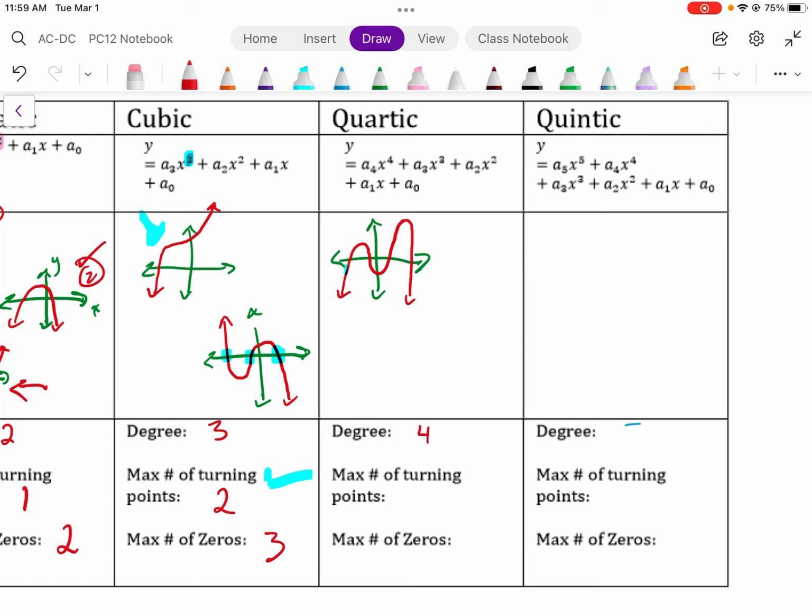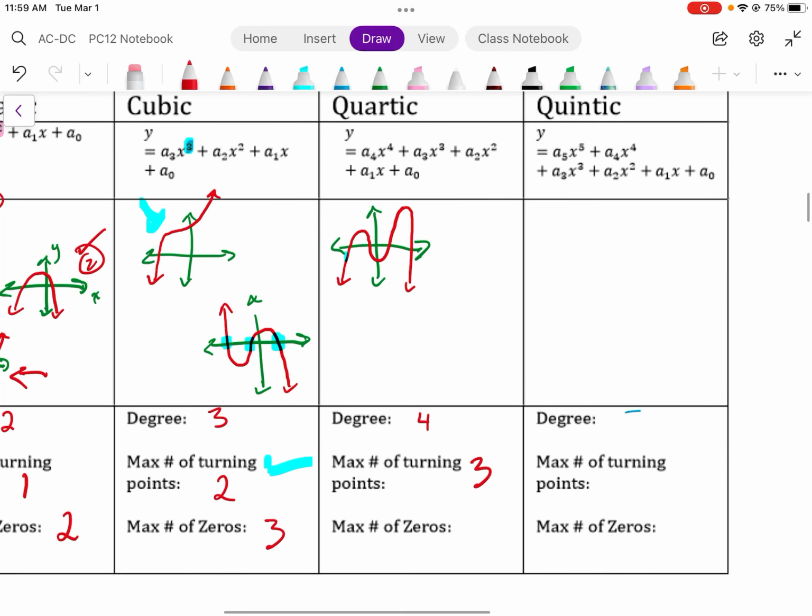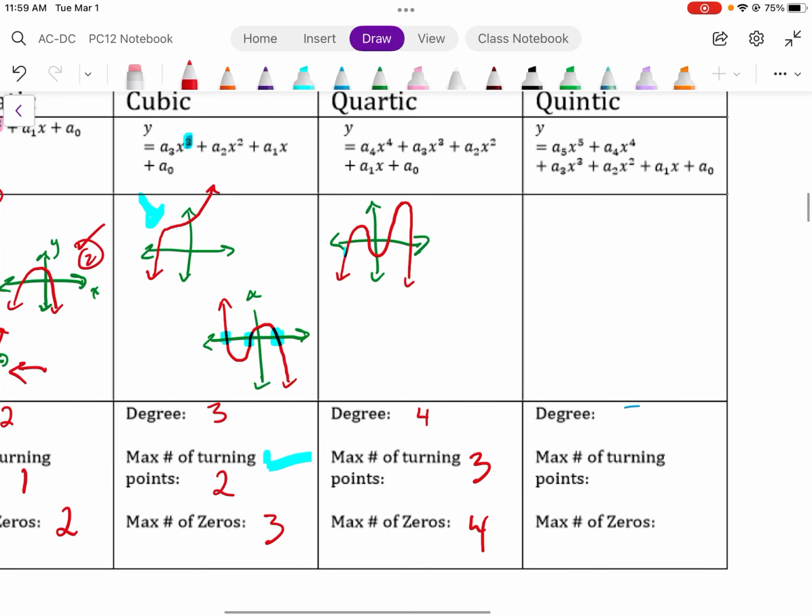So this is a 4th degree function. The maximum number of turning points is 3. The maximum number of zeros is going to be 4. However, I want to introduce you to the notion that y is equal to x to the power 4 will just look like a parabola.